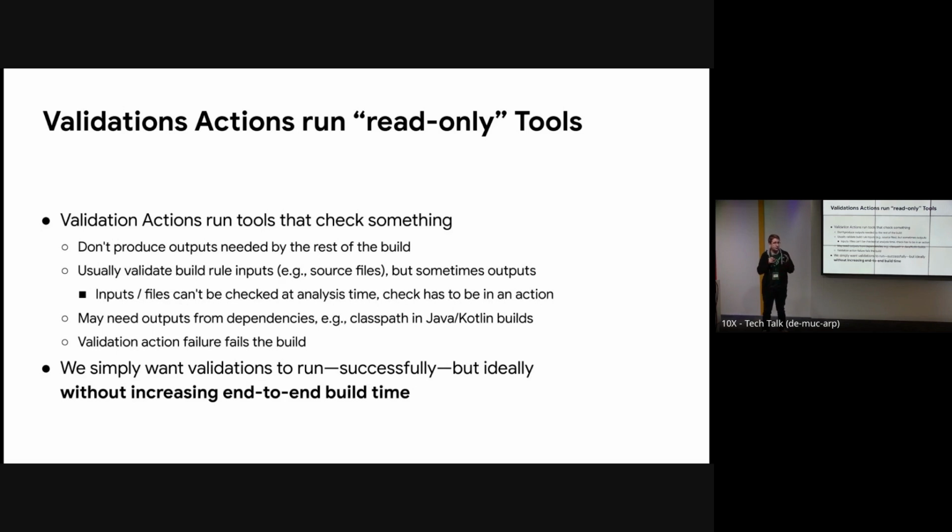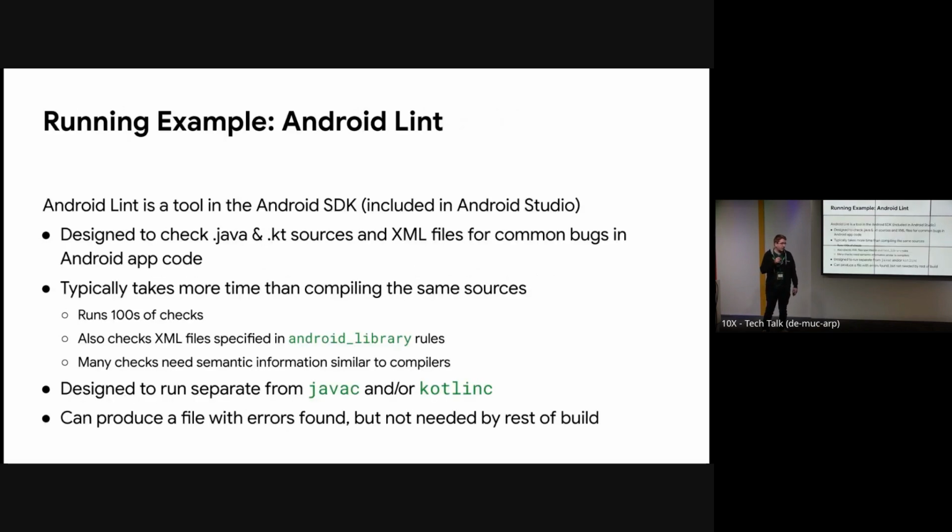Now, ideally, you would not be increasing the build times with these actions because, again, they don't produce any outputs. So they wouldn't be used further on into the build. A good example of this might be Android Lint. So this is a tool that we run internally on a lot of our code, mostly our Android app code, but also just our regular Java code.